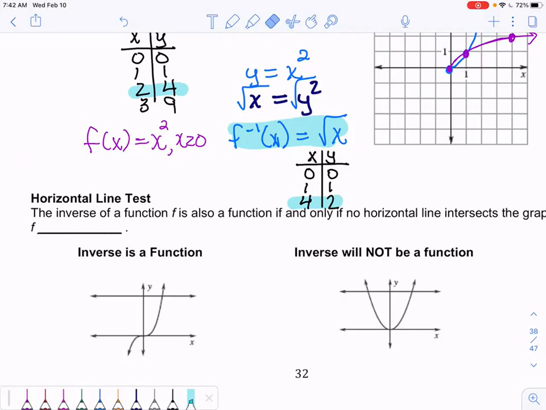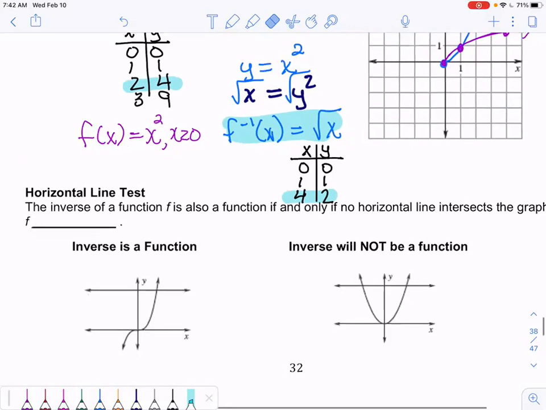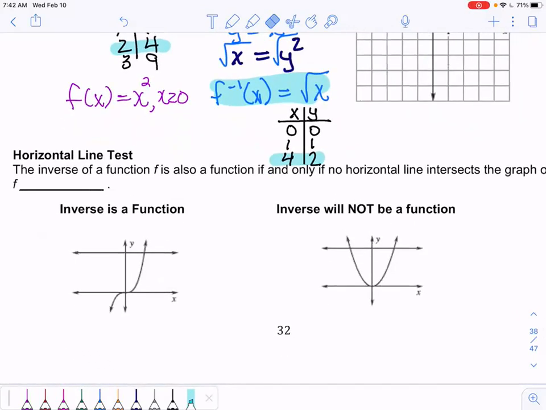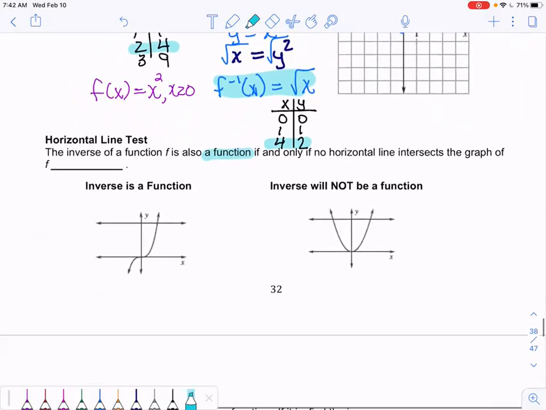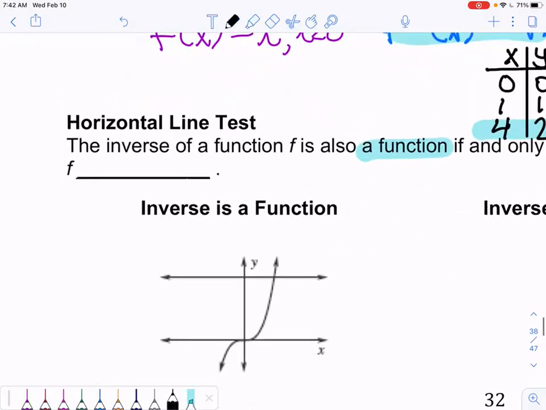The horizontal line test is almost identical, except it's a test for inverses. The inverse of a function f is also a function. So now we're saying the inverse must be a function for the inverse to exist. So the inverse of a function f is also a function if and only if no horizontal line intersects the graph of f more than one time, or more than once.